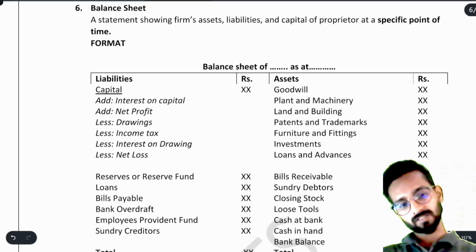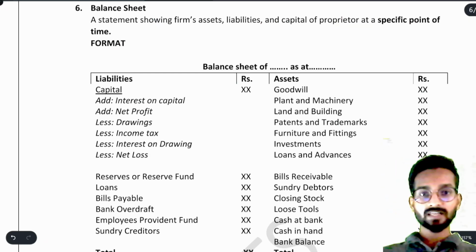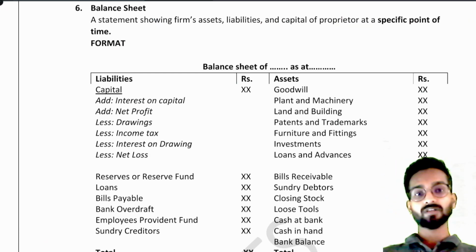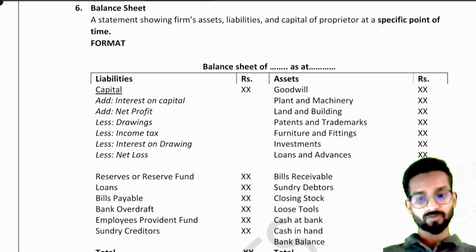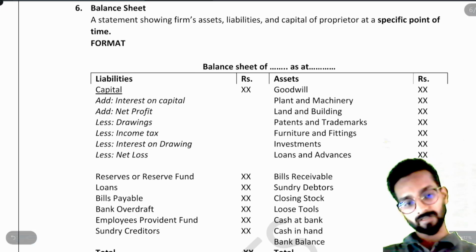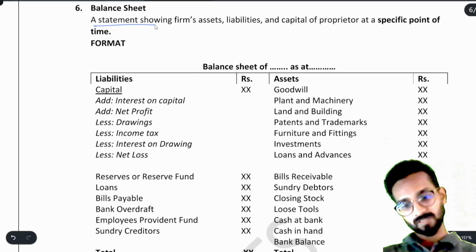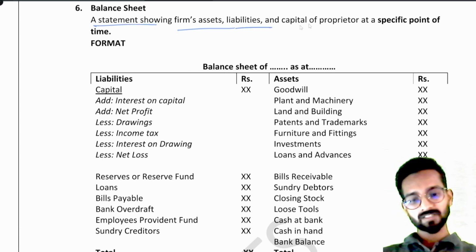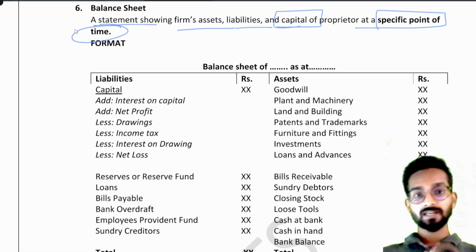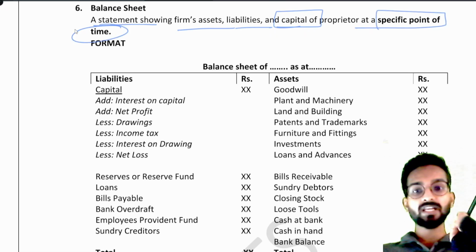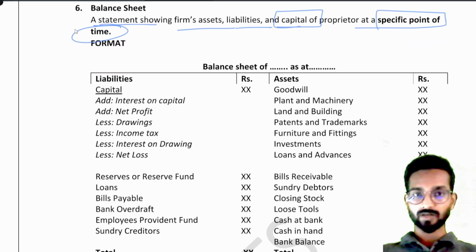What is balance sheet? Remember one thing, balance sheet is a statement and not an account. Trading is an account, profit and loss is also an account. Balance sheet is not an account. Do not write debit and credit here. Balance sheet is a statement showing the firm's assets and liabilities and capital of the proprietor at a specific point of time. Understand this. These are the minute details we should focus on as students of accountancy.